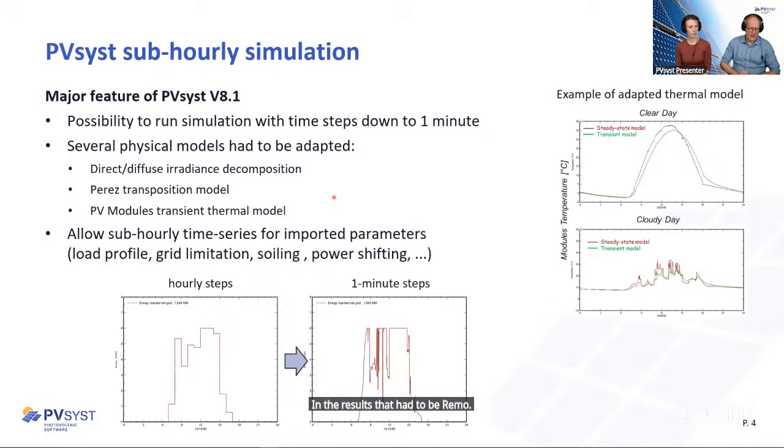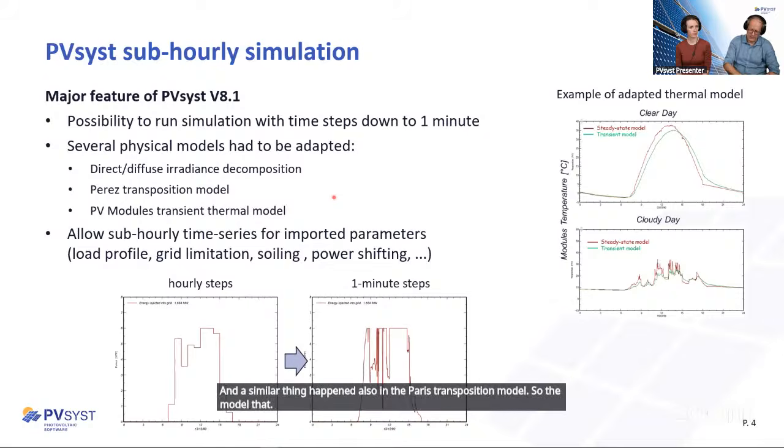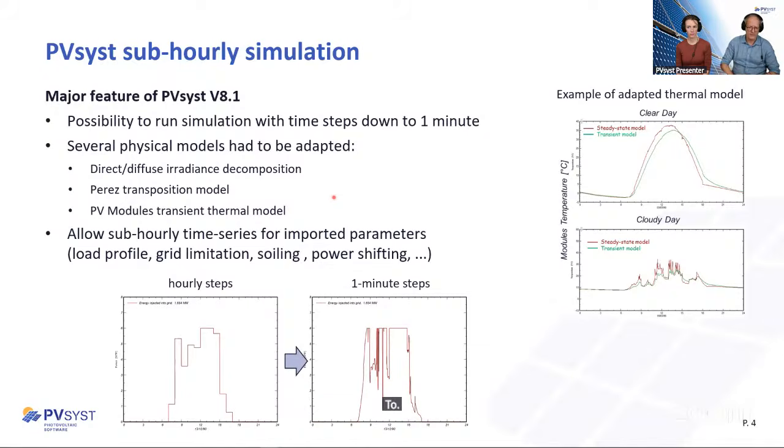And a similar thing happened also in the Perez transposition model, so the model that goes from the horizontal irradiance to the tilted irradiance. If you use the current model that has been published, you will get biases if you do it with 1 minute steps. And again, this we fixed in order to have a good simulation also for 1 minute steps, a good transposition for 1 minute steps.